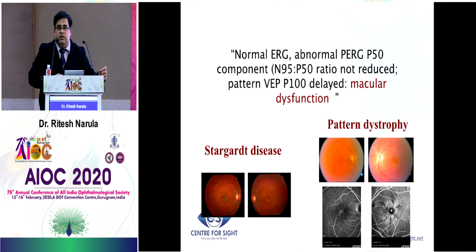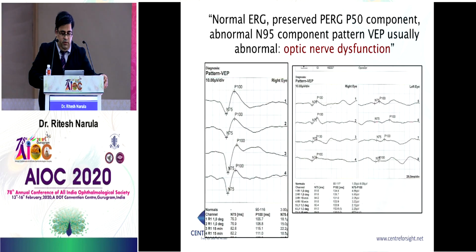Okay. Quickly coming to the central area, these are conditions which only involve the macular area, like Stargardt's and pattern dystrophies. In this, the gross ERG is normal. What is abnormal is your macular pattern ERG. Only the macular area is involved, your P50s are abnormal, but your overall gross ERGs are normal.